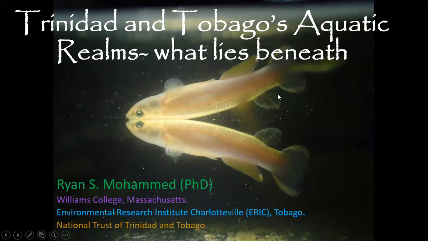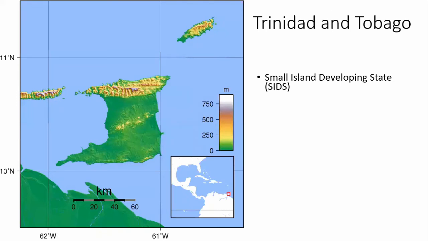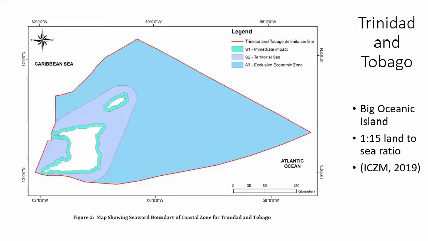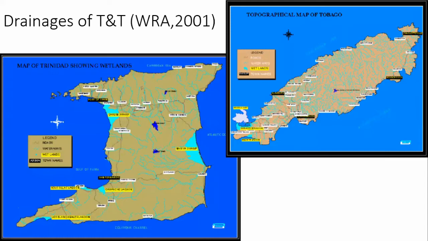So to put some things in context, Trinidad and Tobago has been defined as a small island developing state within the Caribbean, like all other islands within the Caribbean. At a recent conference I attended in Barbados, I learned a new term called Big Ocean Islands, a term being used to describe several of the oceanic states, because a lot of these oceanic states have more water than land. Trinidad, for instance, has a land to sea ratio of 1 to 15. So it's not surprising that we have quite a wide diversity in aquatic ecosystems.